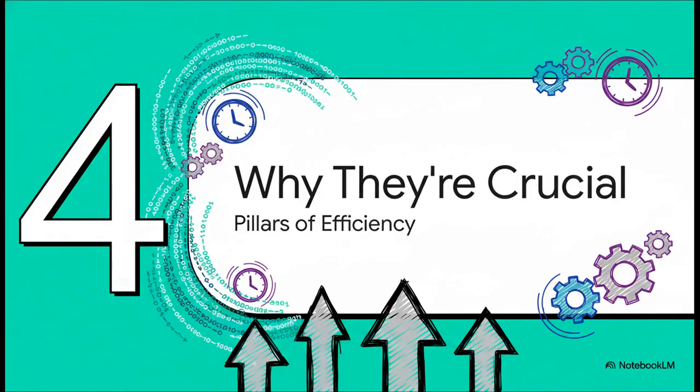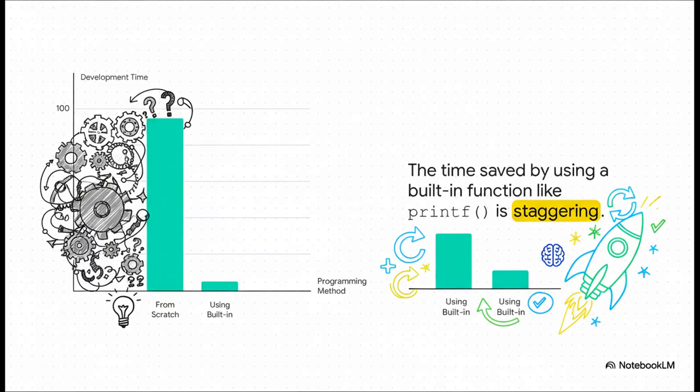Okay, moving on to Section 4. We've seen the what and the how. But the real question, the most important one, is why. Why is this so crucial? Let's talk about the pillars of efficiency. Honestly, the amount of time you save is just staggering. Writing your own function to handle screen output from scratch, wow, that could take ages to get right, to test, to debug. Now, compare that to the few seconds it takes to type printf.